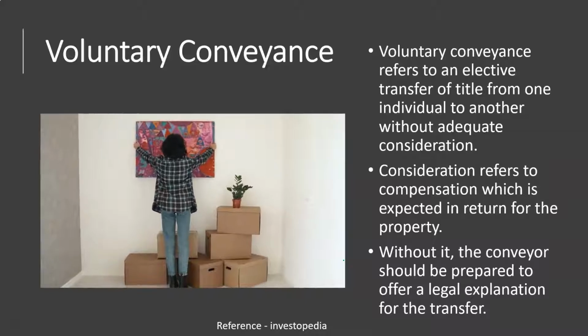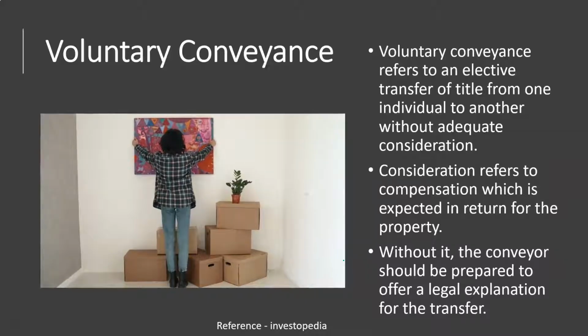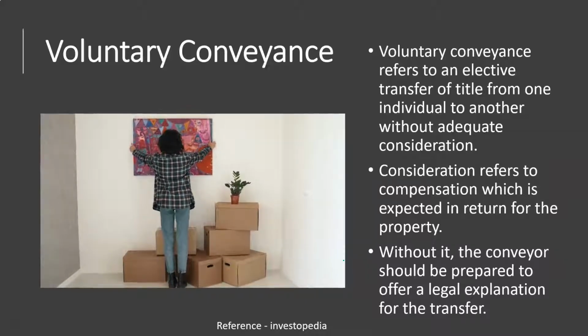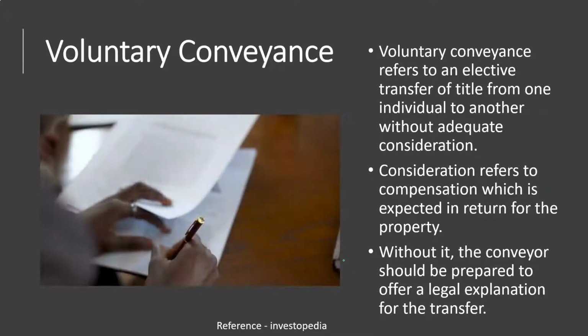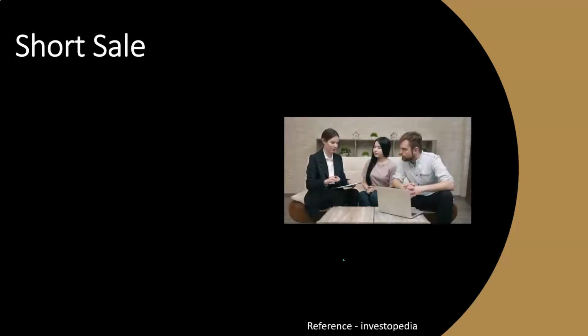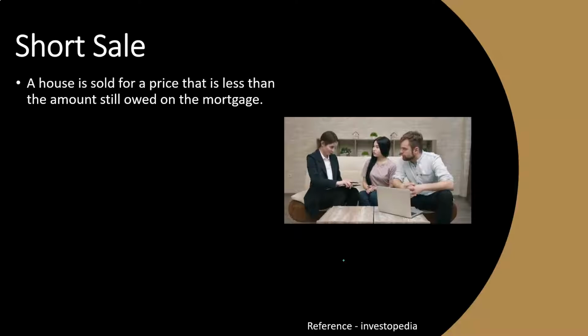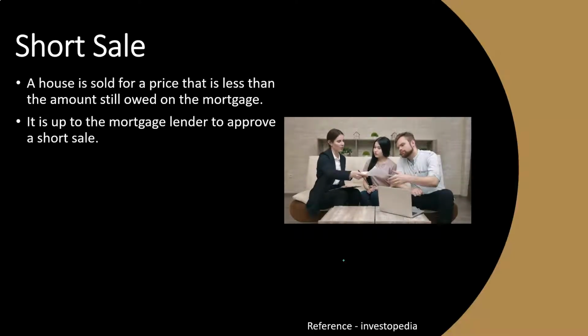For the two parties, there should be benefit to both parties. So if there's not, in essence, benefit to both parties, you need to be able to explain the circumstances as to why that would be the case, because that would be unusual, not like a normal arm's length market transaction generally. And then the short sale, finally: a house is sold for a price that is less than the amount still owed on the mortgage.